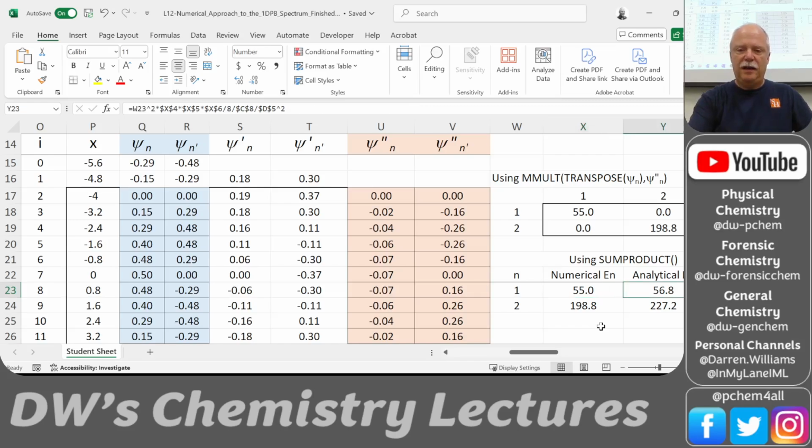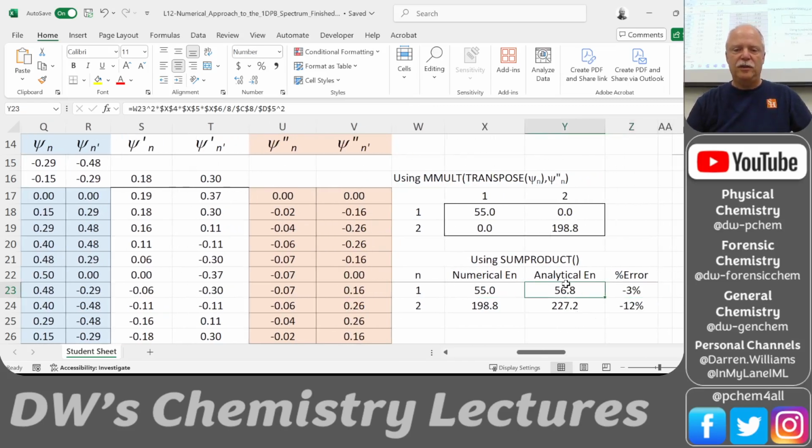Now look at that. This is the analytical solution. So this one is using the analytical equation of n squared h squared over 8ml squared. That's the actual result for the energies of the particle in a box. Okay. So this is our true value, our known, and this is our numerical estimate. And it's pretty good for the ground state, 55 versus 56. So 3% error, we're 3% low.